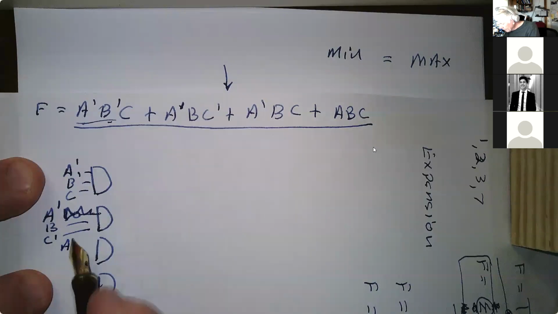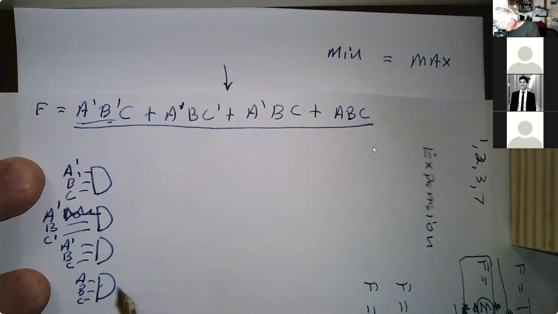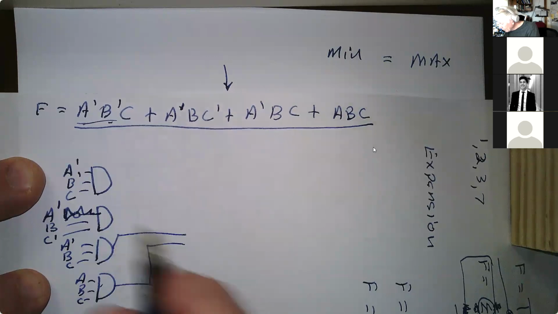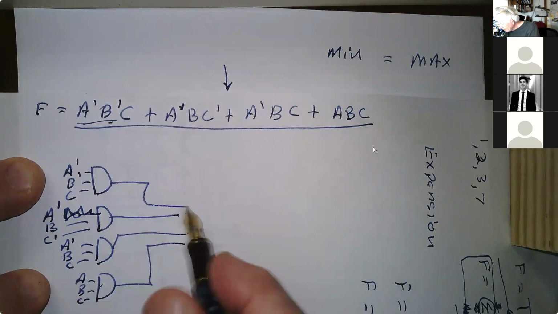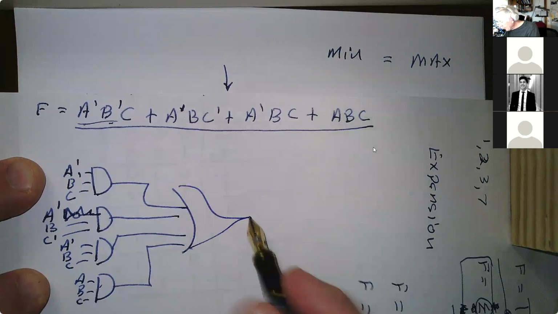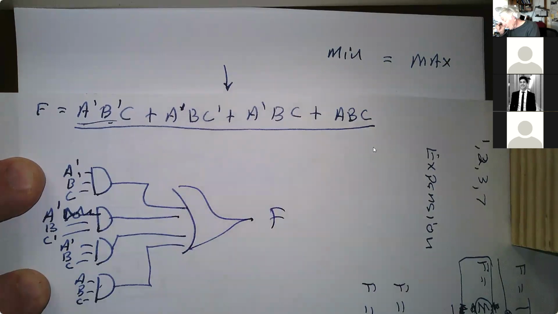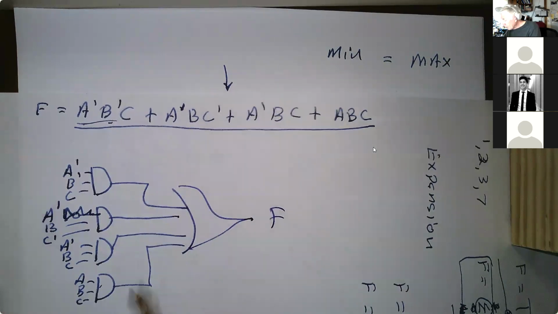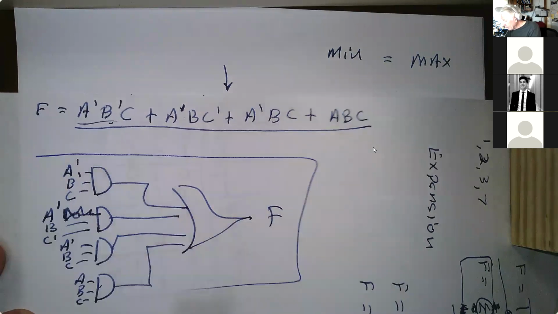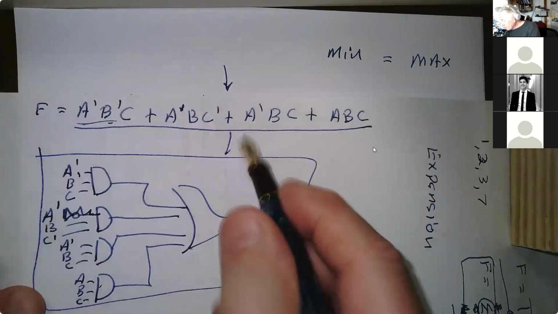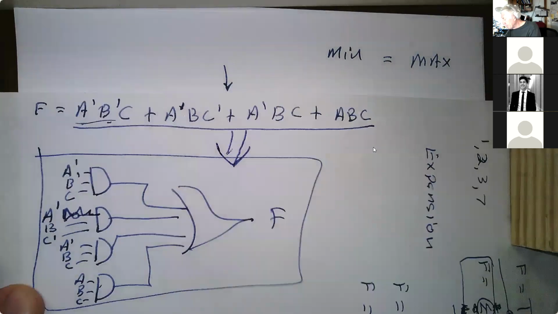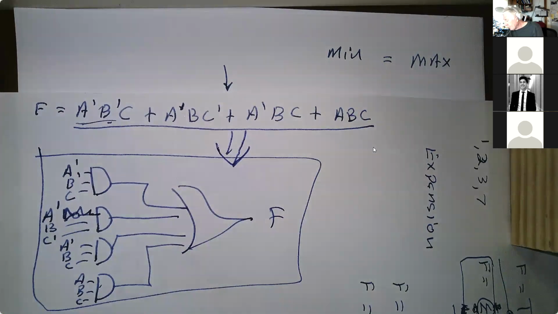And this is just A, B, C. And all these then go into one output OR gate, and that's F. So this logic diagram implements this logic expression. And that's how I do it.